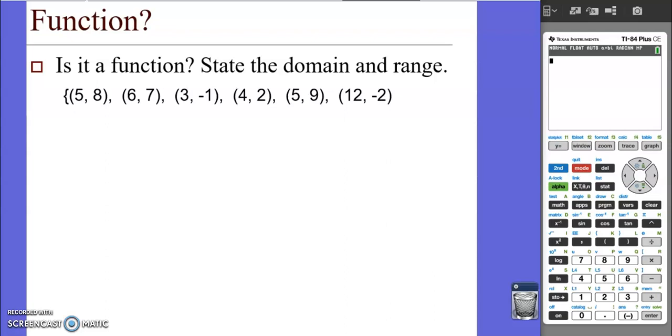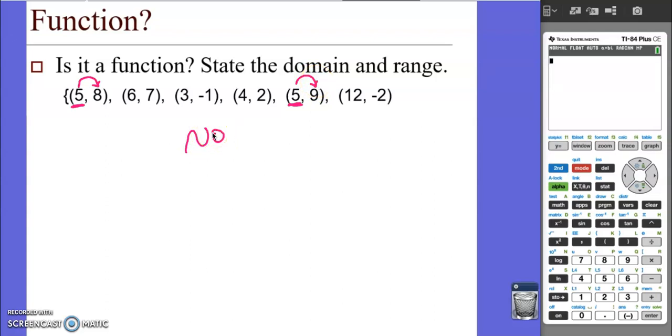Is this a function? If I just give you a set of points, and you look at this, notice when I put 5 in, then out comes an 8. But here it says when I put a 5 in, then out comes a 9. So no, this is not a function.